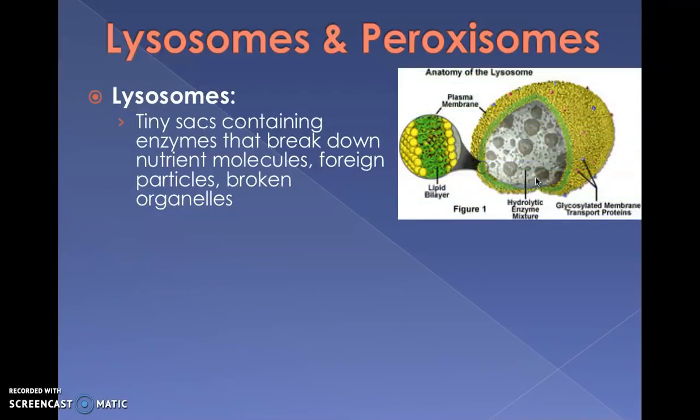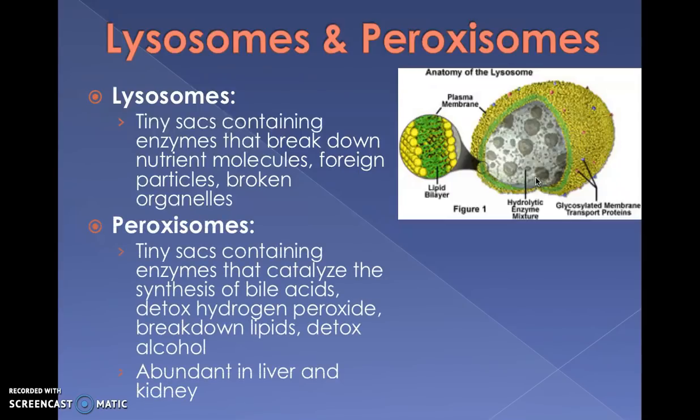Lysosomes, they are, once again, a phospholipid bilayer. We've got that plasma membrane. And these are the things that end up breaking down nutrient molecules that we don't need anymore and getting rid of excess particles and broken organelles, things that just aren't efficient anymore.